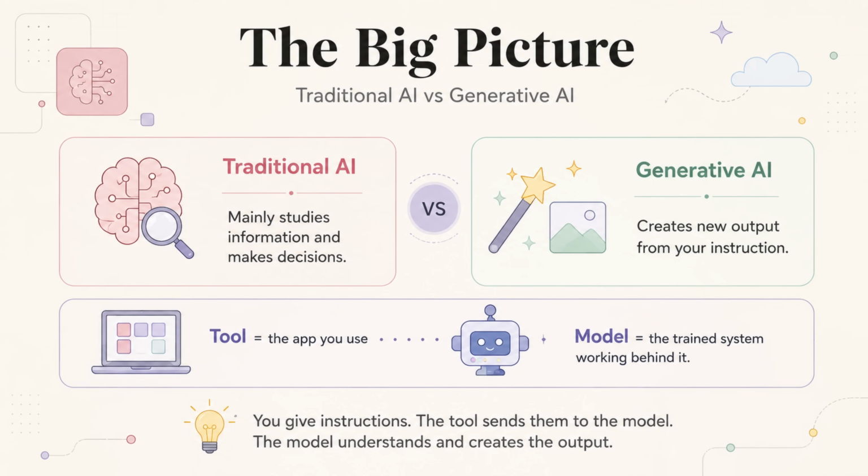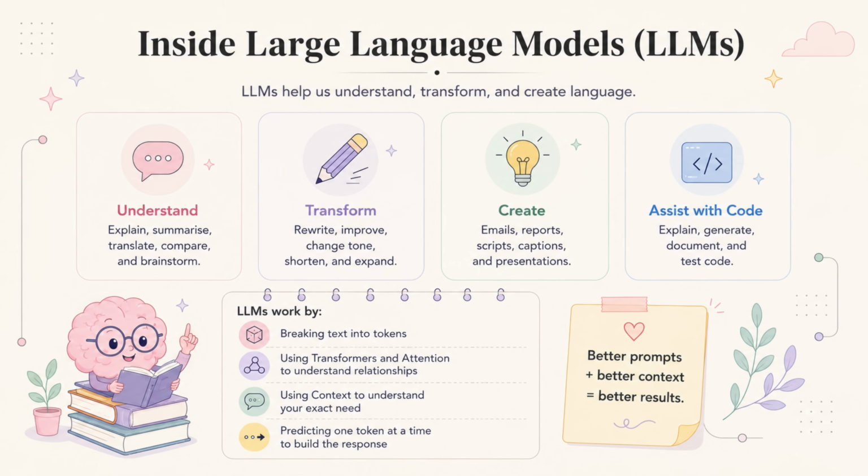Recap. Let us bring everything together. Traditional AI mainly recognizes, classifies, predicts, and recommends. Generative AI creates new content from your instruction. The trained system doing that work is called a generative AI model. Large language models are one important type of generative AI model. They work with language and can help us understand, transform, create, organize, and communicate information.